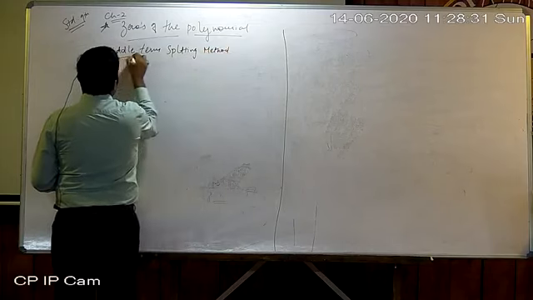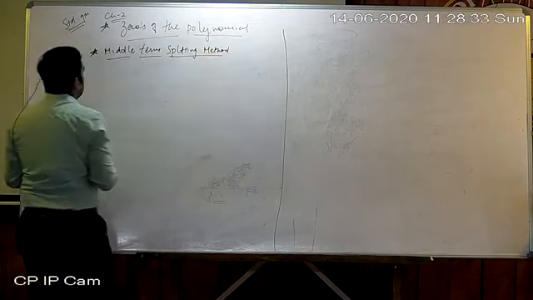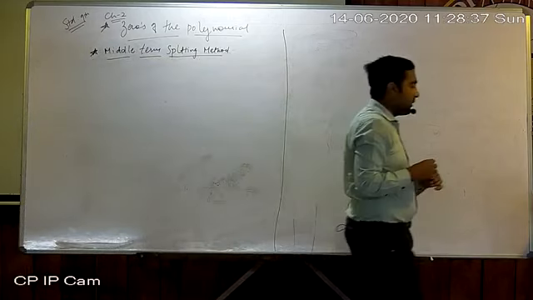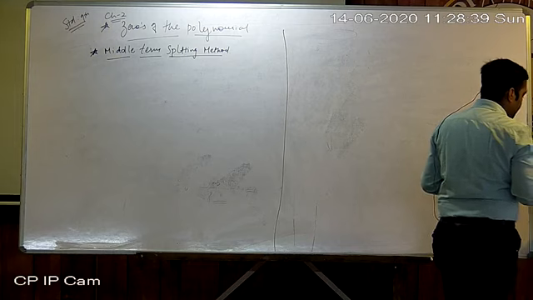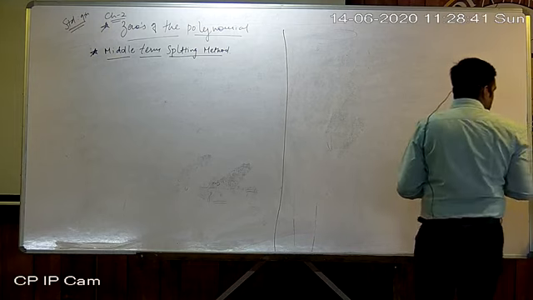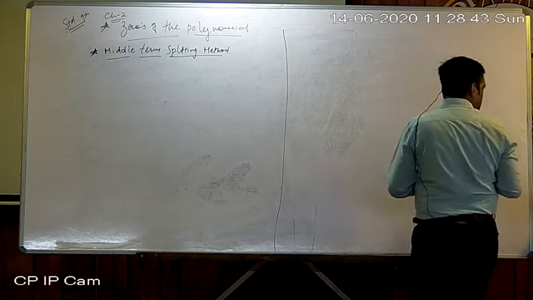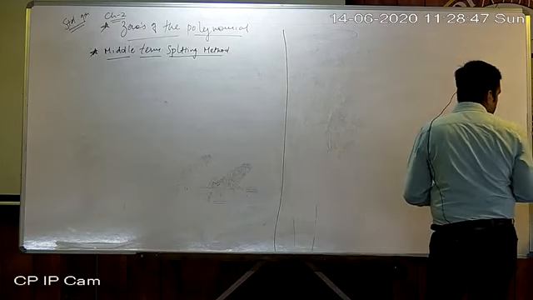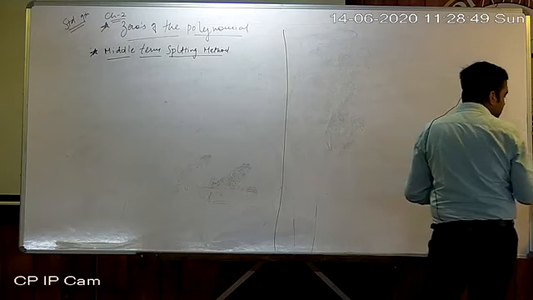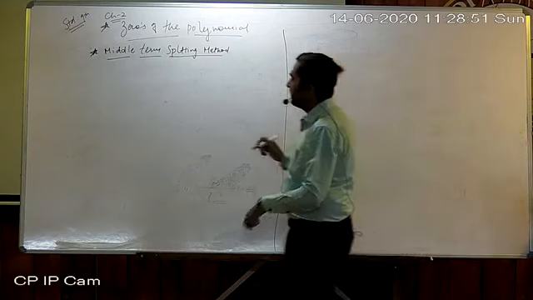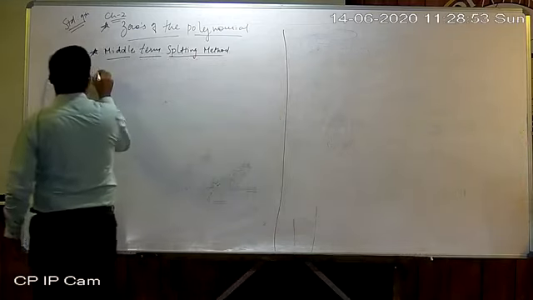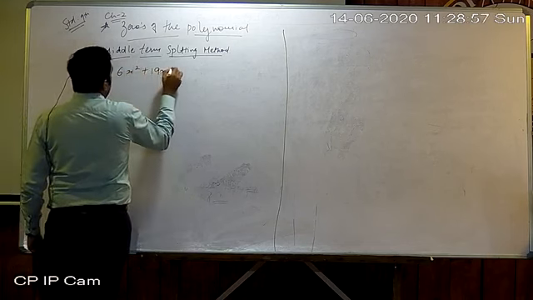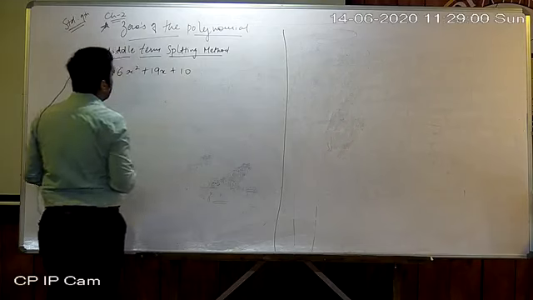Today we will see some examples related to this middle term splitting method. One of them is 6x square plus 19x plus 10.